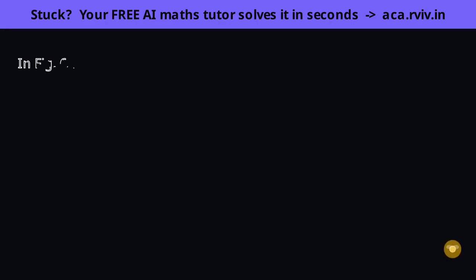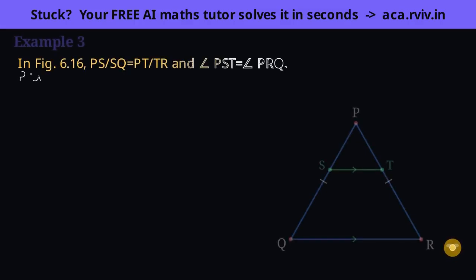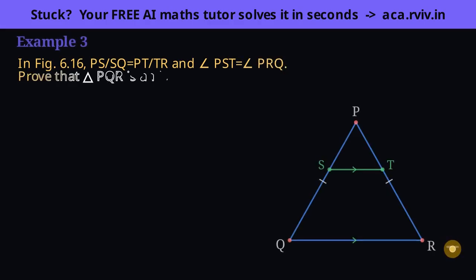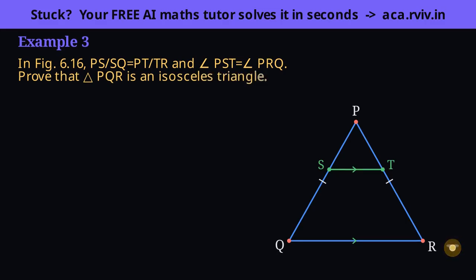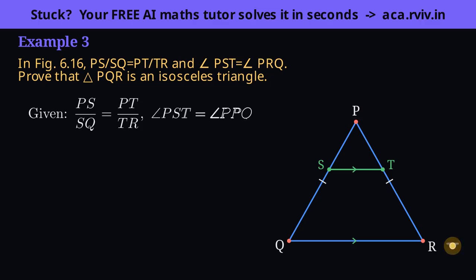The word proof isosceles means we need two equal sides, and equal sides come from equal angles. So the real quest is to hunt down a pair of equal angles, and the given ratio is our first clue. Let's take stock of the clues. We are handed a ratio, PS over SQ equals PT over TR, and separately an angle fact. Whenever you see a ratio that's equal on two sides of a triangle, a bell should ring. That's the fingerprint of the converse of Thales. So let's write the given down and plan to use that converse first.